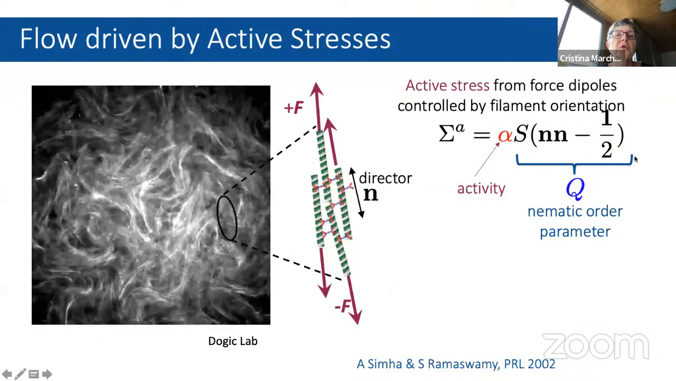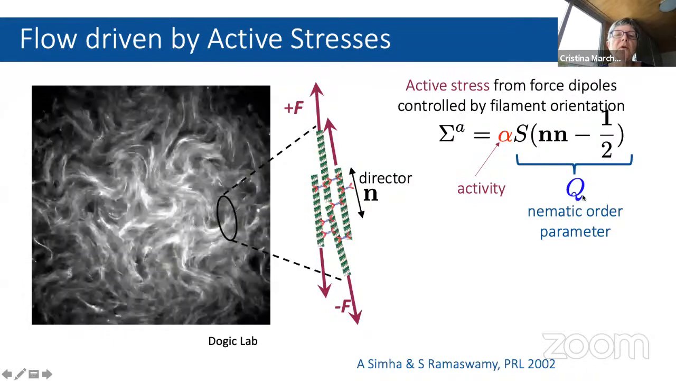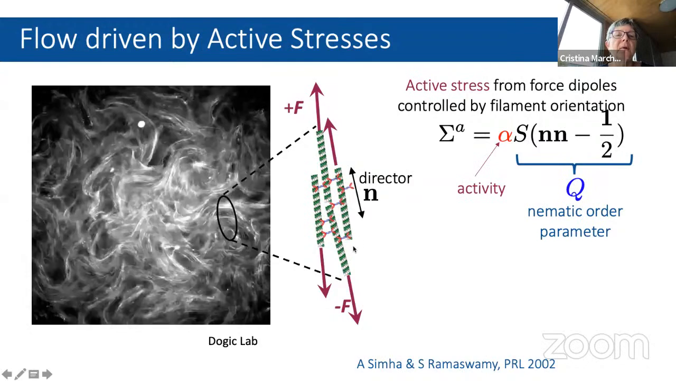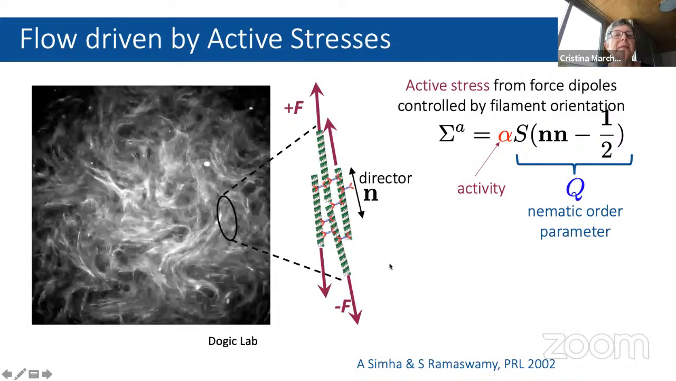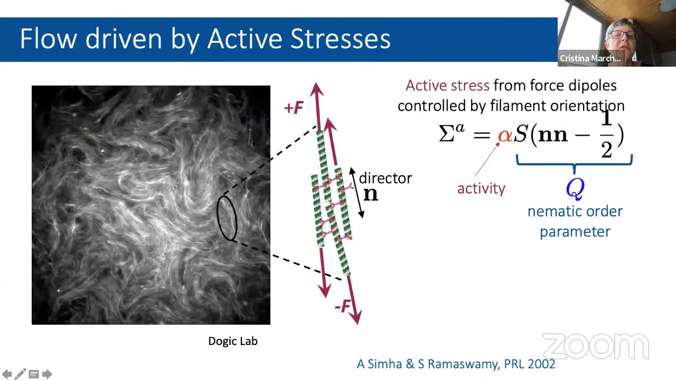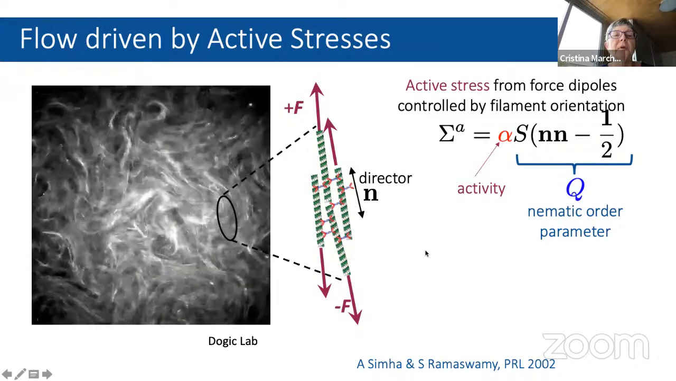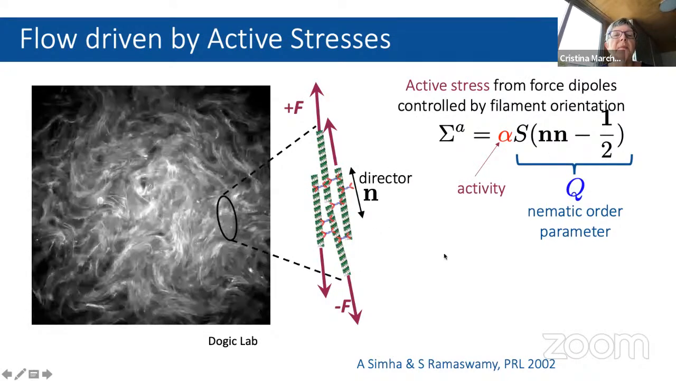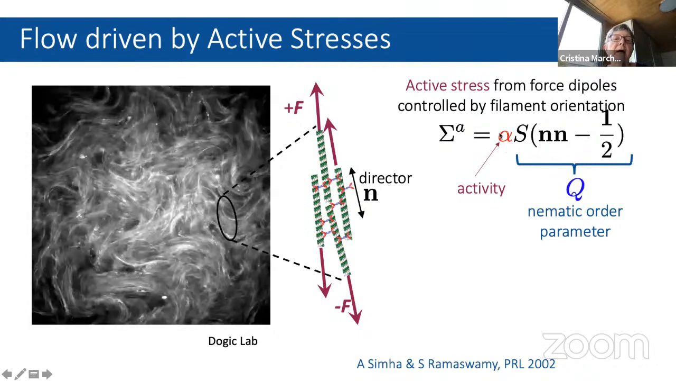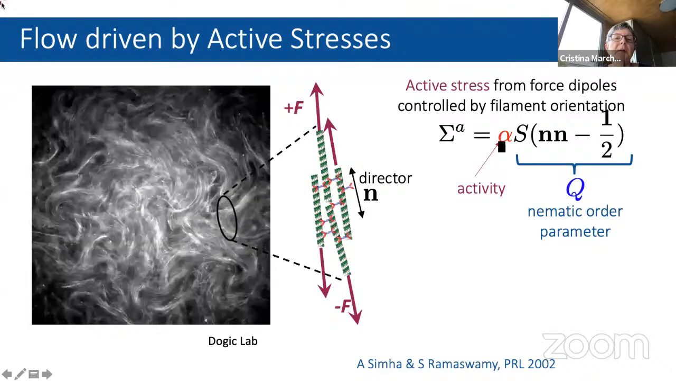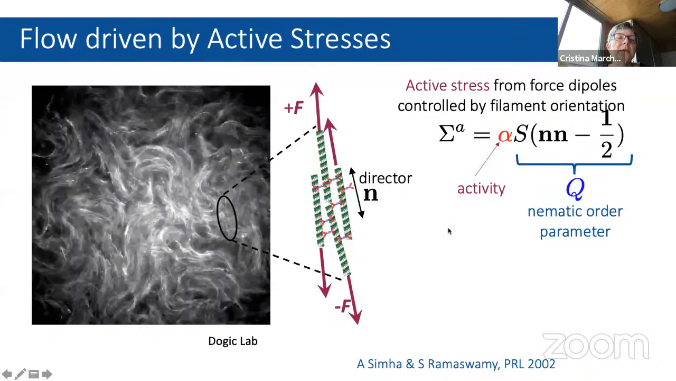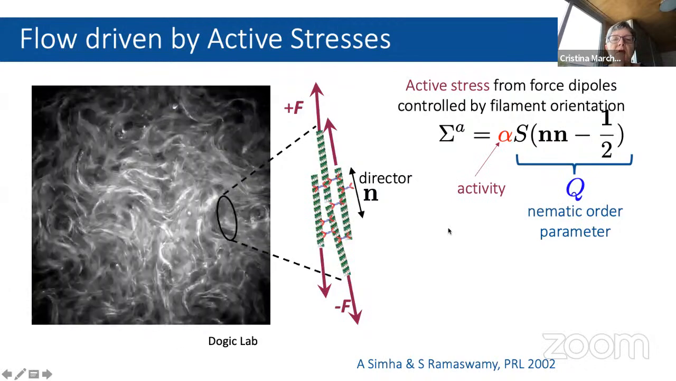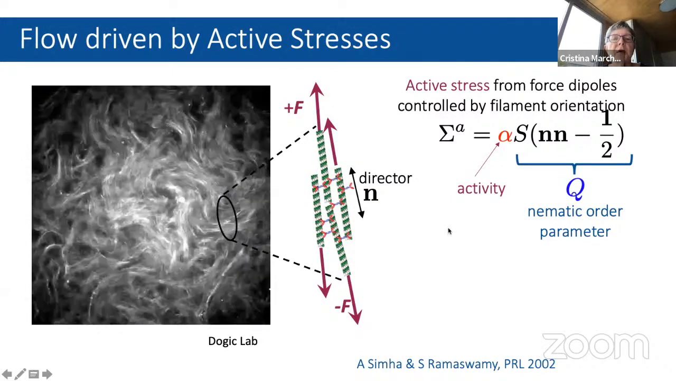They're proportional to a quantity called Q, which is the order parameter for the alignment, or nematic order, of these filaments. This quantity S is the strength of alignment, how aligned the filaments are, and this unit vector n, called the director, is the direction of alignment. The coefficient in front, alpha, we call activity, and it depends on the specific biomolecular processes that drive this motion. So in this case, it will depend on the concentration of kinesin and on the concentration of ATP.